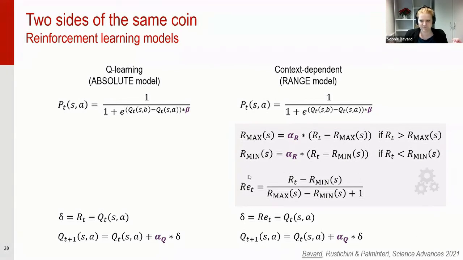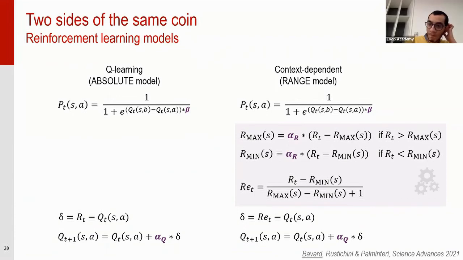So this is the key equation here. Sorry, the Rmax is the maximum reward, which is seen during the whole experiment, or in just that trial? So Rmax and Rmin, are they for the whole experiment or not? So yes, I mean, it's for each context.